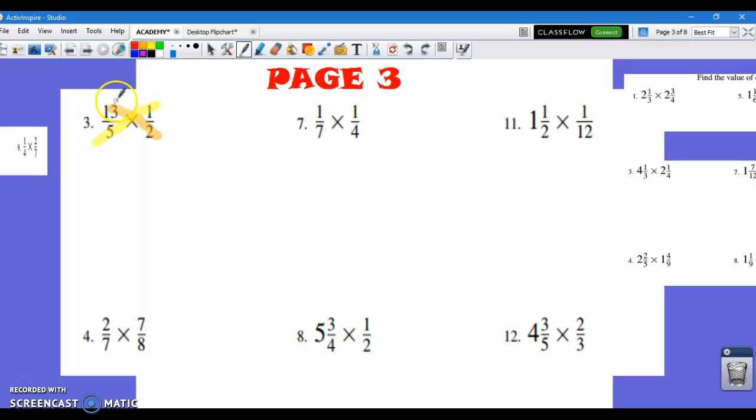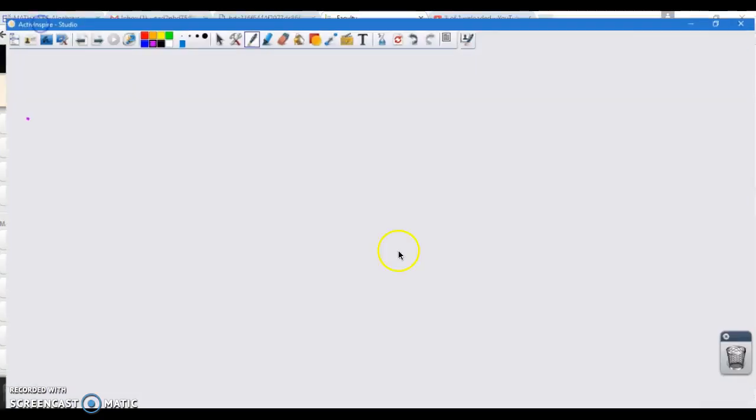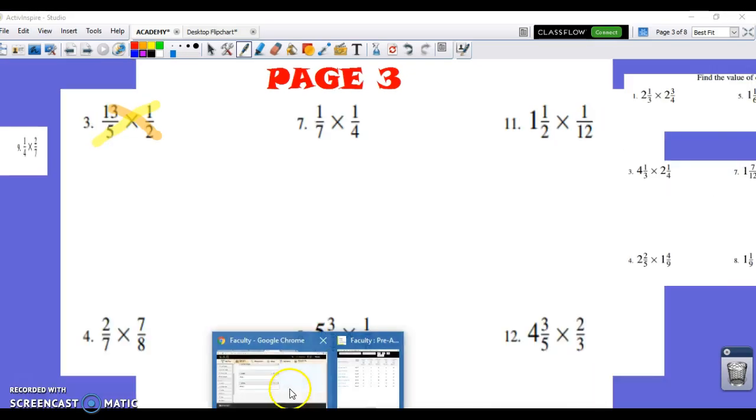That's an even and odd number. I know it's not going to reduce, but if you don't know that it's not going to reduce, what you need to do is take a look at these two numbers using your multiplication chart.